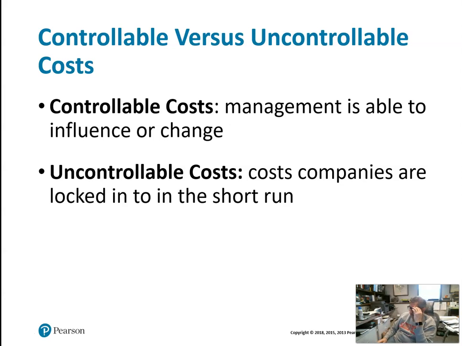Uncontrollable costs are costs that they can't change, and while they still need to make sure they're taking them into account, that they're not forgetting them or not planning for them appropriately, they'll spend a little less time analyzing them because they don't have the ability to make a change to those costs. So an example of an uncontrollable cost might be something like lease or rent expense.